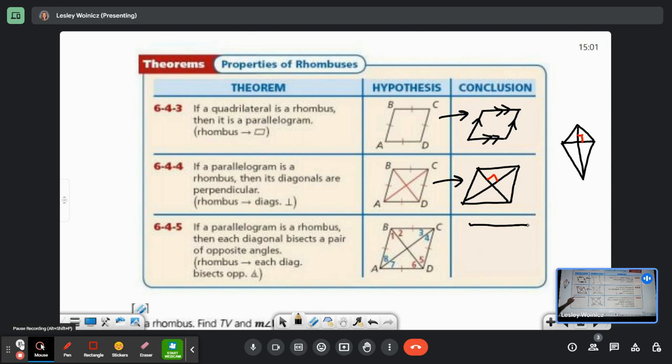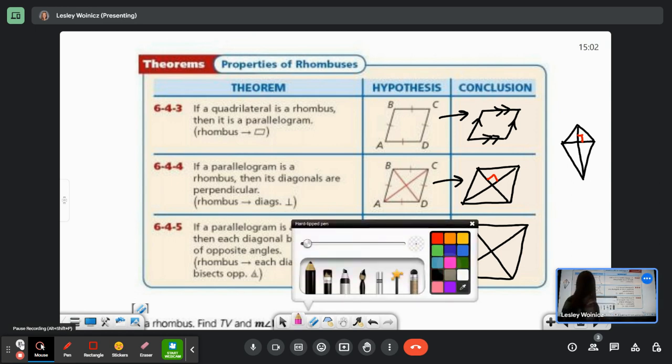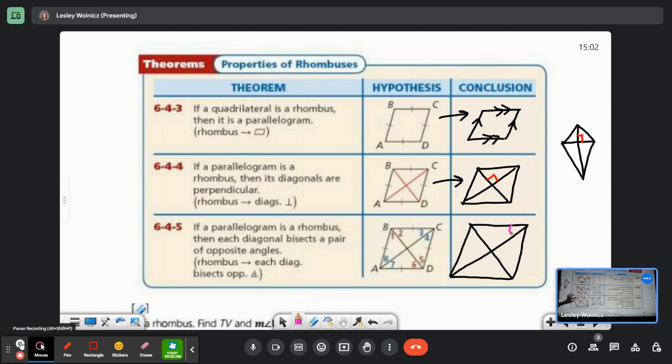Let's draw the rhombus. Oh my gosh, it's really difficult. So each diagonal is going to bisect these pairs of opposite angles. So this one is getting bisected into two baby congruent angles. This one is getting bisected into two congruent baby angles. And same with these two.